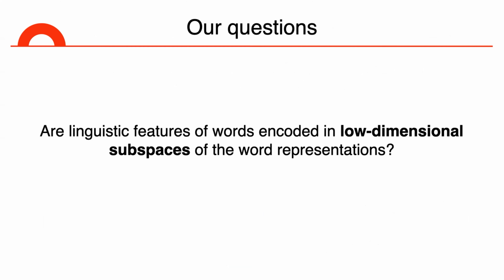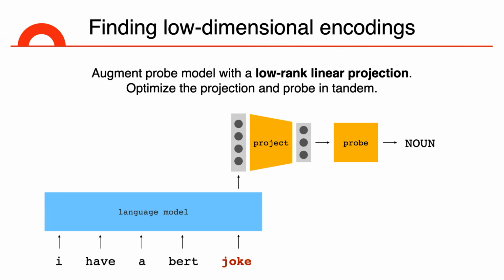What we're interested in in this project is how linguistic features are geometrically encoded in the representations. And in particular, does this linguistic information live in a low-dimensional subspace of the representation space at large? So to answer this question, we're going to take the probing setting we saw before, where we train a model on top of the representations to predict these features, but we're going to augment it with a low-rank linear projection. And we're going to optimize both the projection and the probe in tandem.